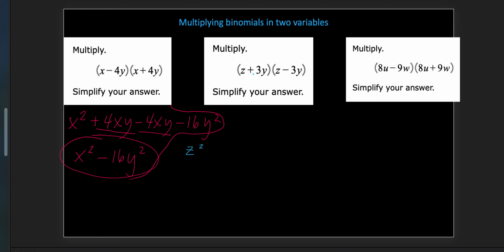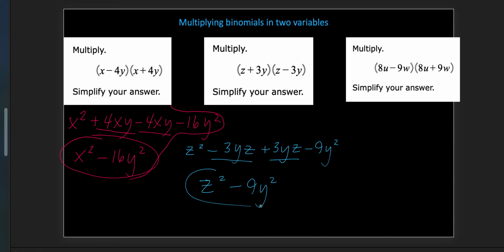And so next is O for outer, so I have z times negative 3y. And so that's just negative 3yz. The inner, I for inner, is 3yz. So it's a positive one of those, 3yz. And the last one is 3y times negative 3y, and that's a negative 9y squared. And so these two, looks like they cancel out. They just add up to 0. So my answer is z squared minus 9y squared for that one.